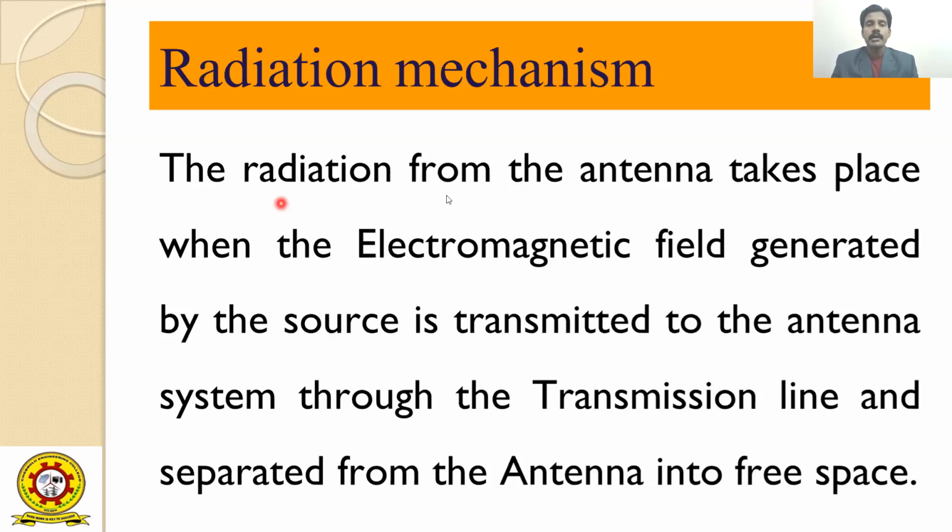This is the fundamental idea of why we require radiation. Radiation by an antenna is simply the emergence of electromagnetic waves from the source through the antenna, with the help of the transmission line, and their separation from the antenna into free space. From the antenna, the radiated waves should be detached from the antenna into free space. That is the principle called the radiation mechanism.